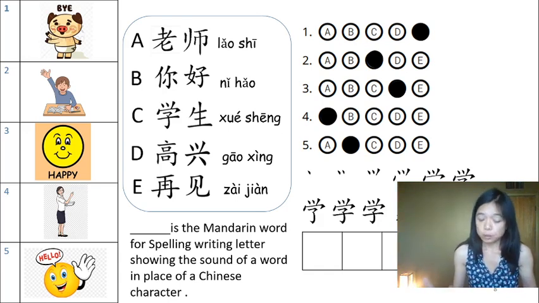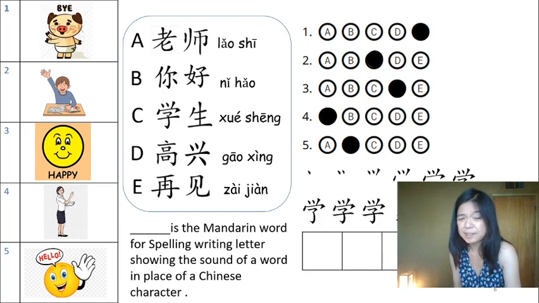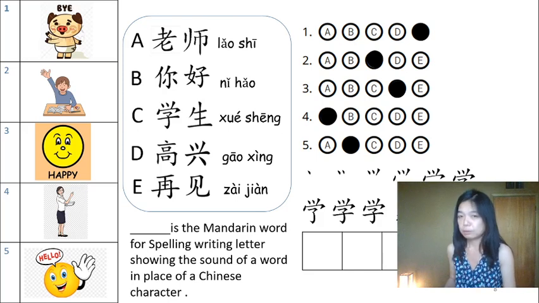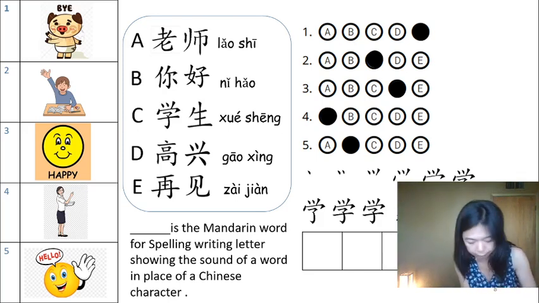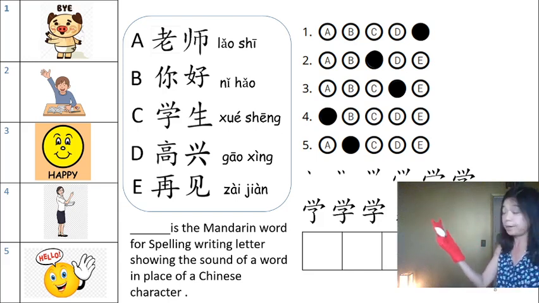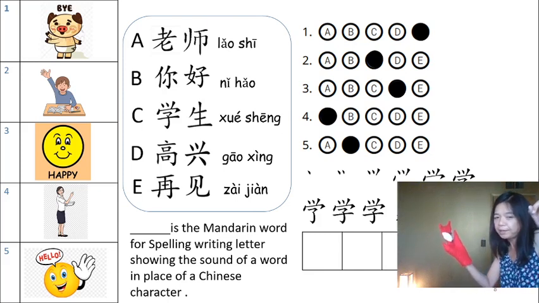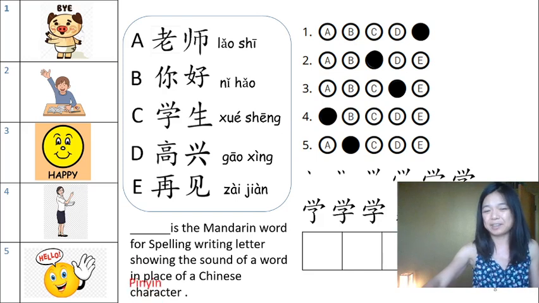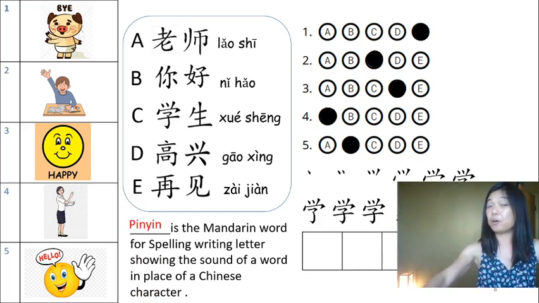Now, last question for you. What is the Mandarin word for spelling and writing letters, showing the sound of the word in place of a Chinese character? Who knows the answer? Wait a second, I hear a knocking. Oh, my friend, Fox. Yes, where's my answer here? Listen carefully, ready? What is the Mandarin word for spelling and writing letters in place of Chinese characters? Show me. Let's see it. I think he's saying pinyin. I hope you got this correctly.